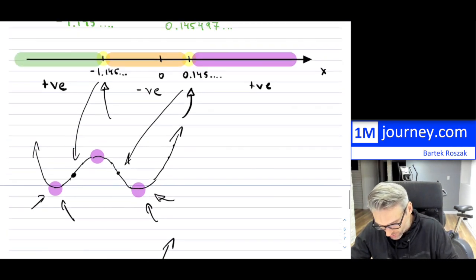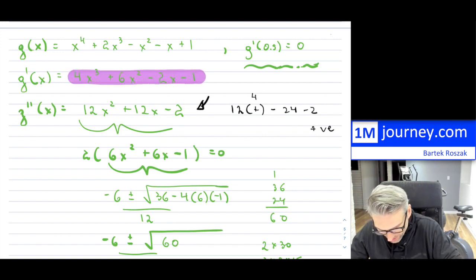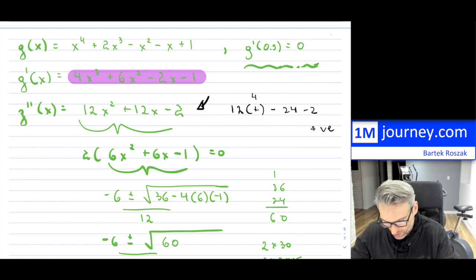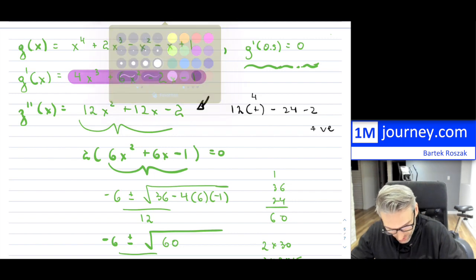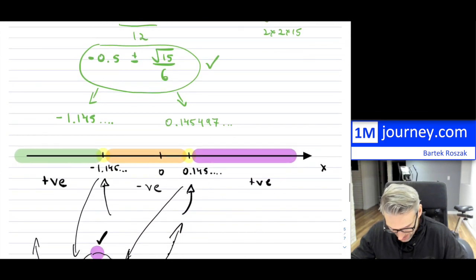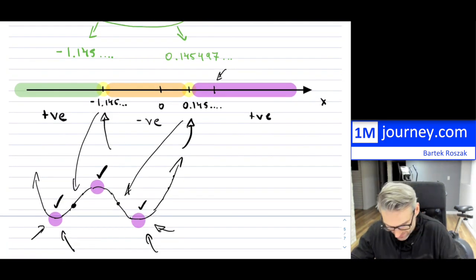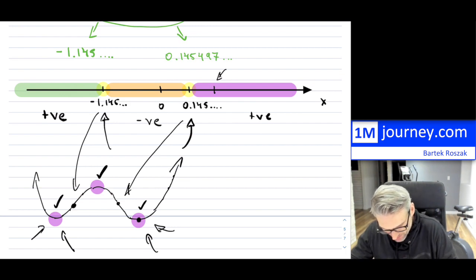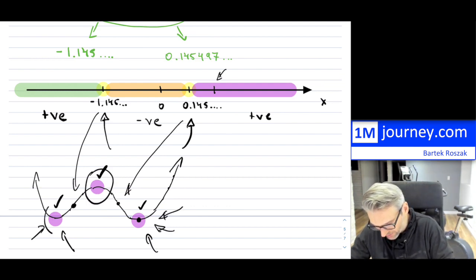If I wanted to know these values, I would actually have to solve this entire thing right here and set it equal to 0. Now, I have one of these points given to me, and that's at 0.5. So it's somewhere over here. It looks like it's the last one, so it's concave up at that point. That means I'm trying to find these two other roots.